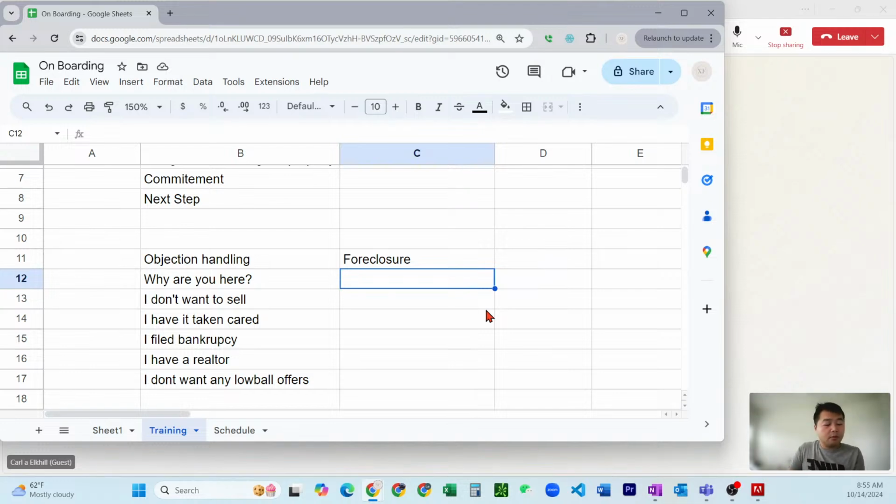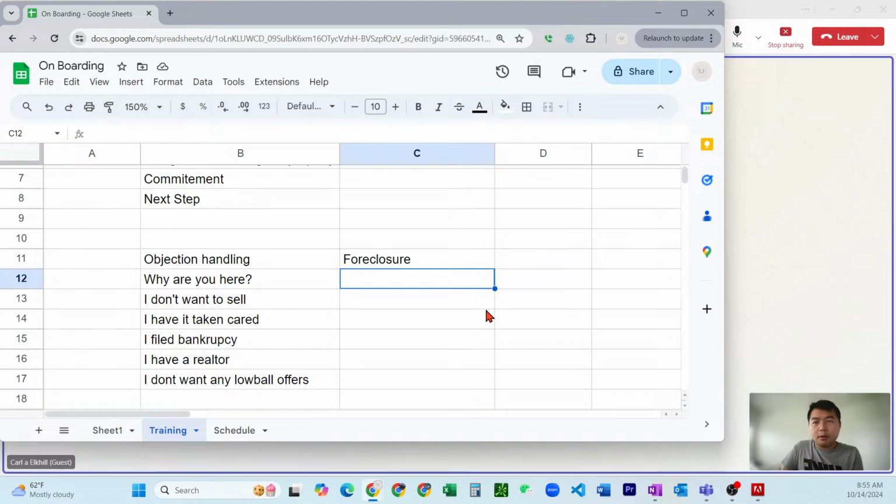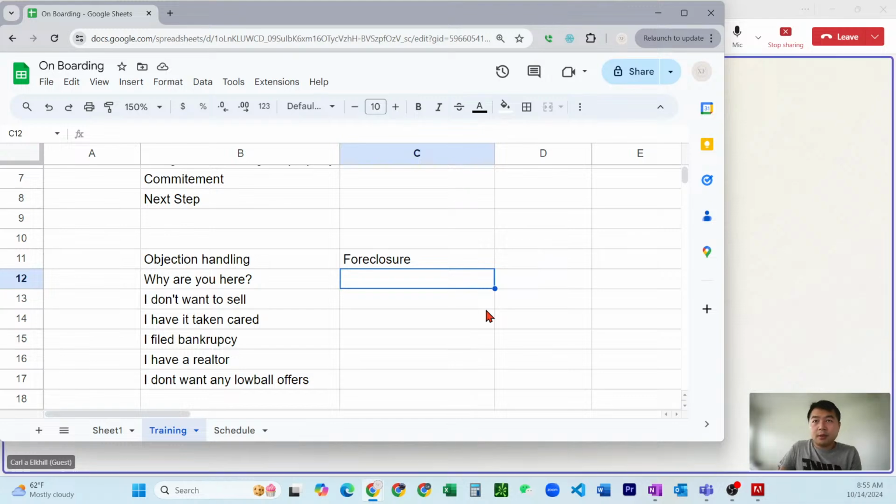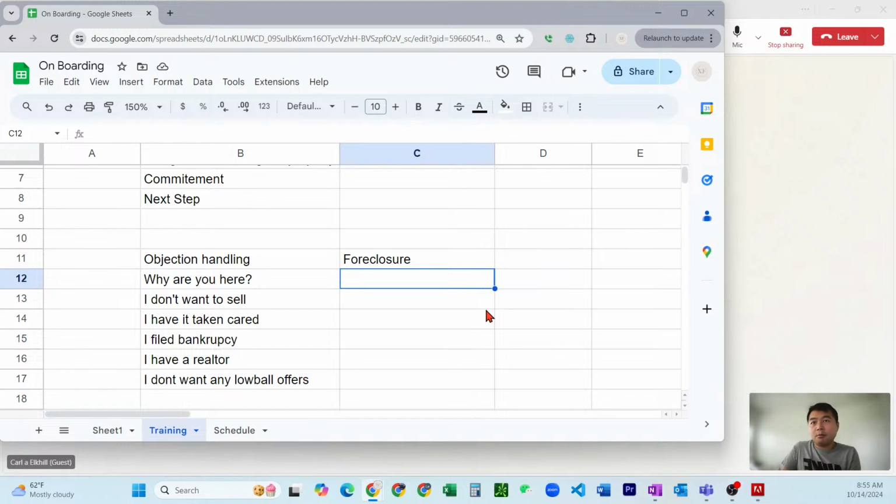Yeah, it sounds like you have been thinking about selling the house for quite a while. When was the last time you thought about selling the house? Yesterday. How was the conversation with your soon-to-be ex-husband about selling the house? You mentioned he doesn't care, but have you guys talked about it at all?